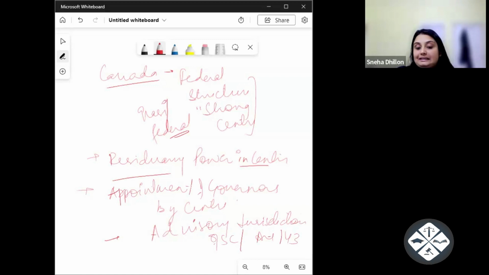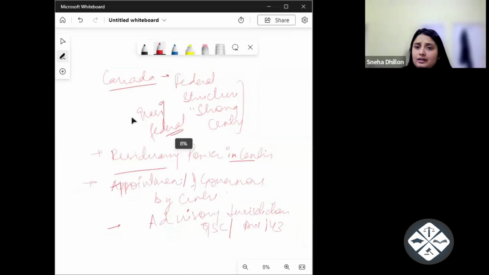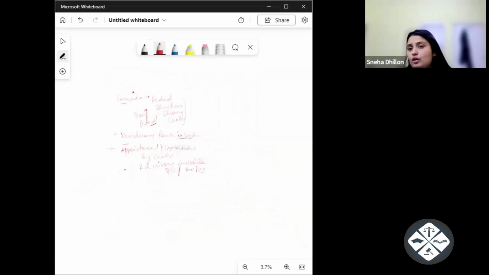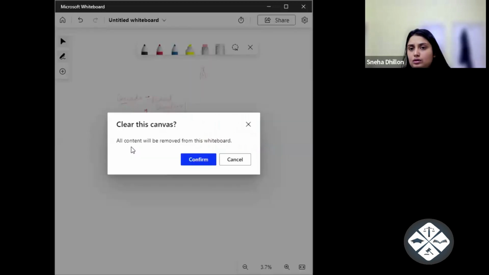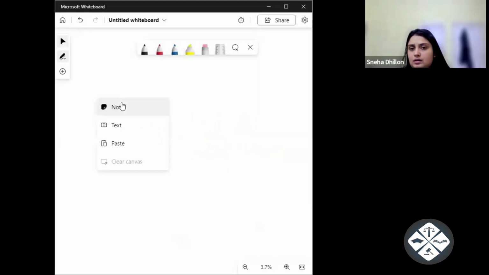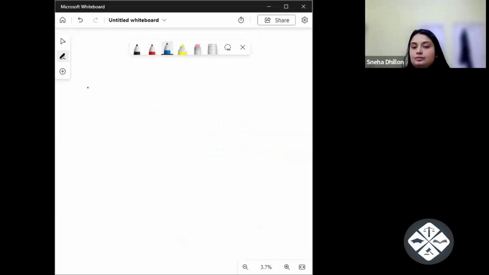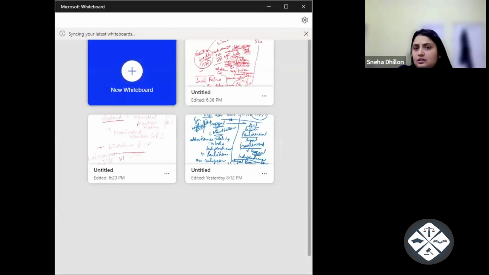Coming next is the Australian Constitution. So Australia से हमने concurrent list ली. We've taken particularly 3 things if we speak of. So we've taken, I think I need to, I'll create a new board only.